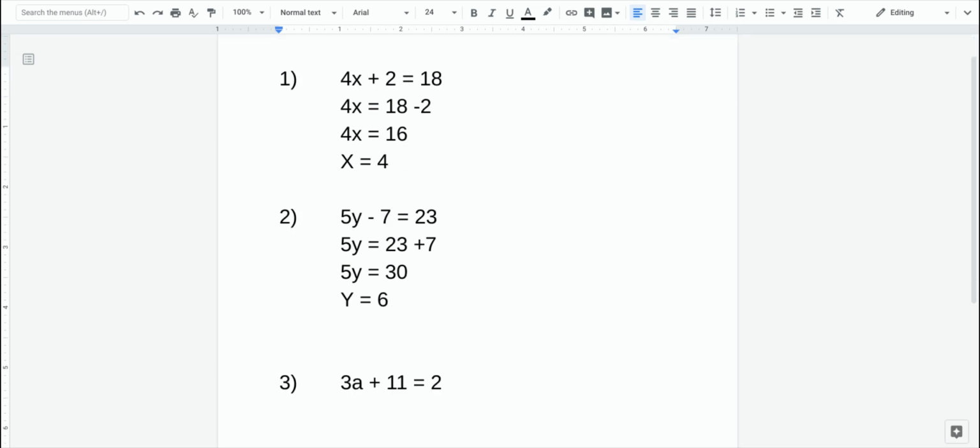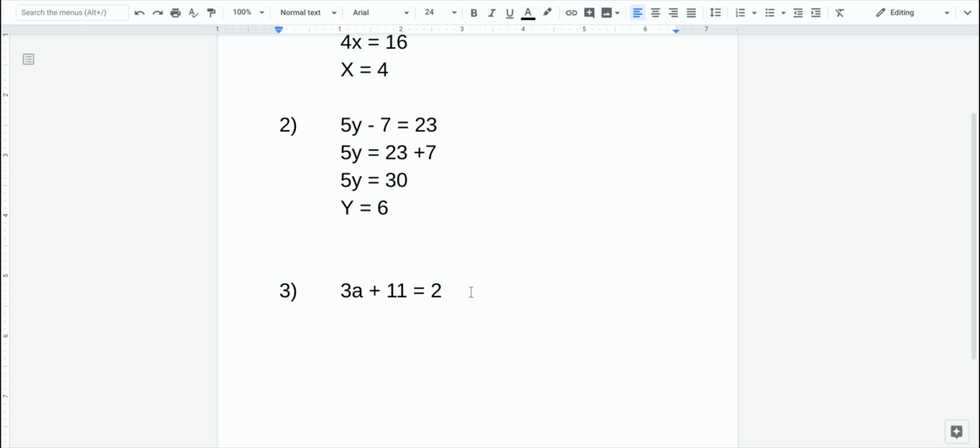Okay, and the final example is a slightly trickier one, because there will be a negative answer. So you have 3a plus 11 equals 2. Once again, you keep the 3a there and get rid of plus 11 by doing the opposite, or the inverse, which is minus 11. So 3a is equal to 2 minus 11. This is when you go into negative numbers. You're starting off at positive 2, and you're taking away 11. So that means 3a is equal to negative 9.